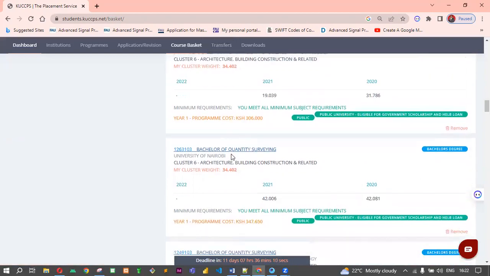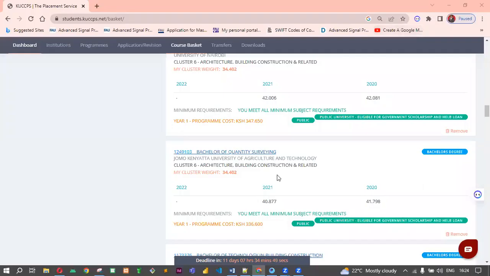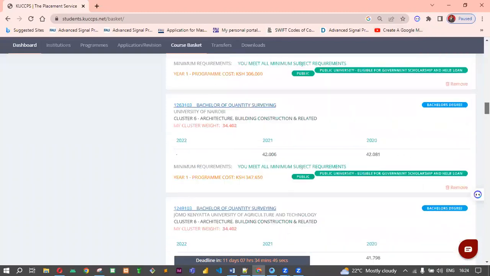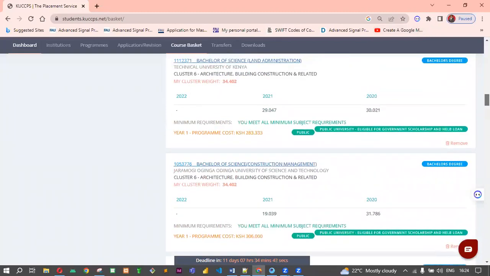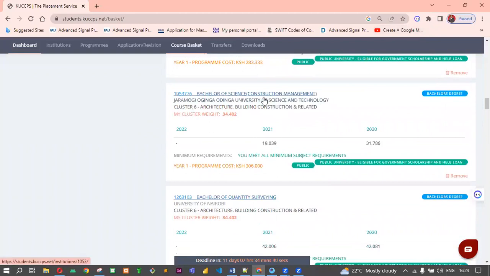So I've given you this quantity surveying. This one is about estimation and setting up of the building construction. So you start with the quantity surveyor first. Also, you can be better in lands if you are a quantity surveyor. I've picked for you the University of Nairobi. And now construction management. In construction management, you are dealing with building and construction.